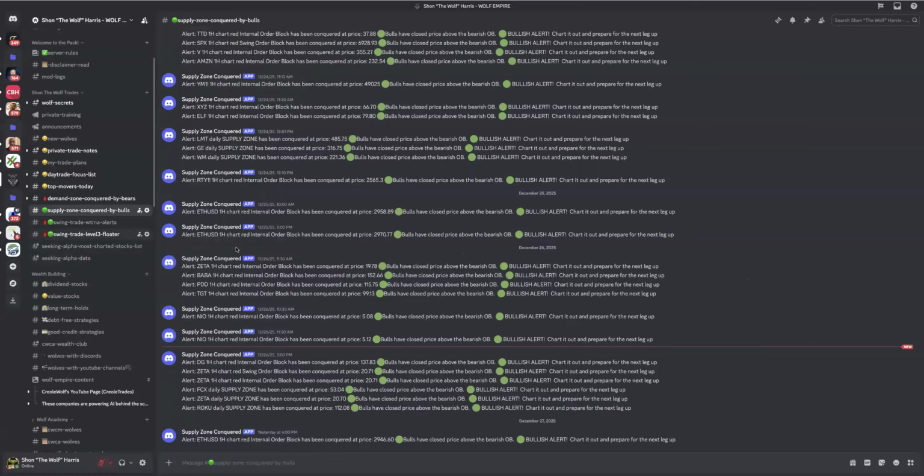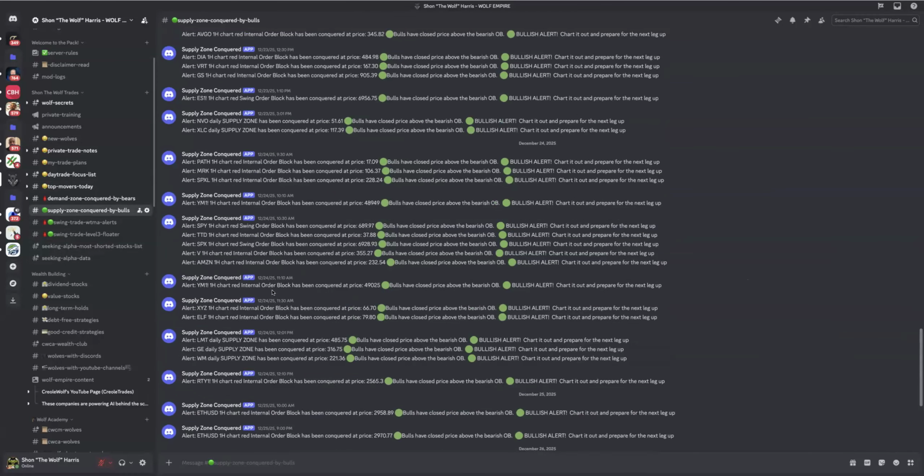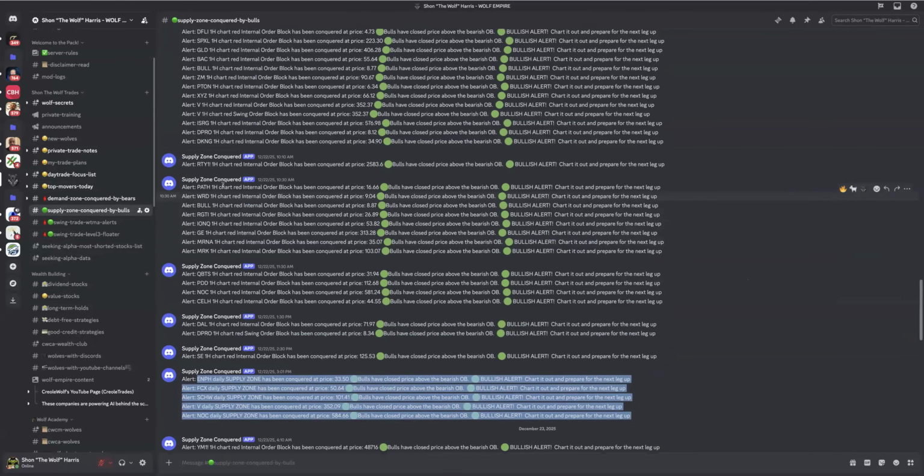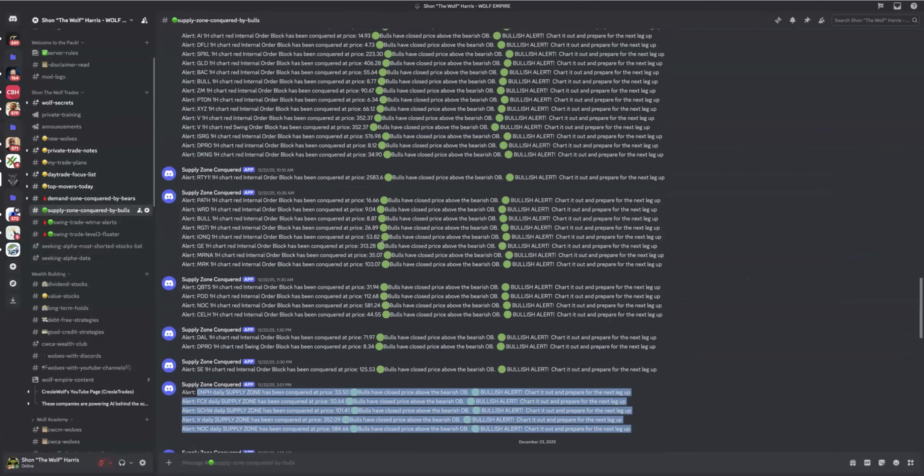Anytime that happens on a stock, it's doing that throughout the trading day on a 1 hour time frame. At the end of the day, from a daily perspective, FCX, Visa, NOC, NFA, we can see anytime an order block is being conquered, whether it's bullish, is already tagged. The bulls have closed price above the red bearish order block. This is a bullish alert, charted out. Prepare for the next leg up.